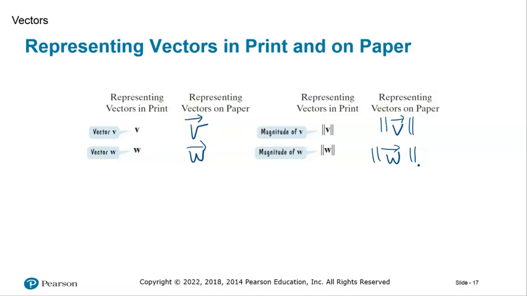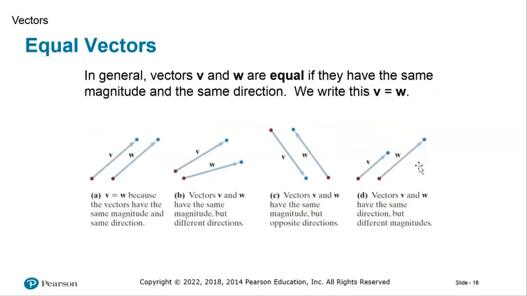Okay, now the next thing I want to get into is how do you know if vectors are equal? So in general, vectors V and W are equal, they are the same vector, if they have the same magnitude and the same direction. That's going to be very important to some homework problems. Same magnitude, and the same direction. Well, of course, right? Because a vector has both magnitude and direction. The only way V is going to equal W is if they have the same of both of those things, magnitude and direction.